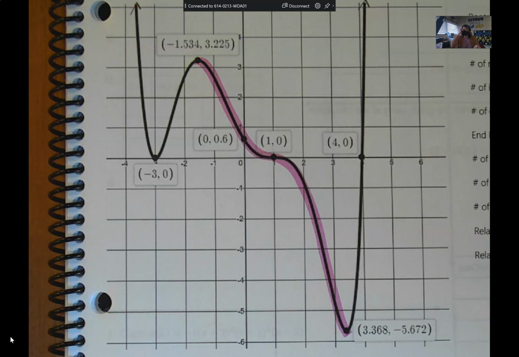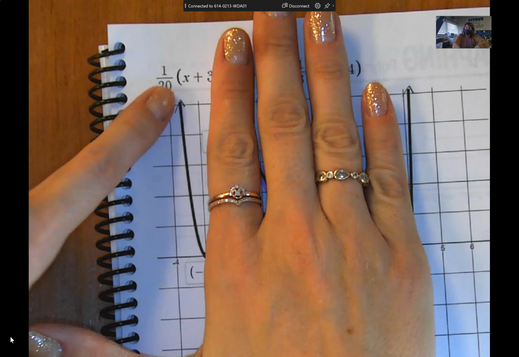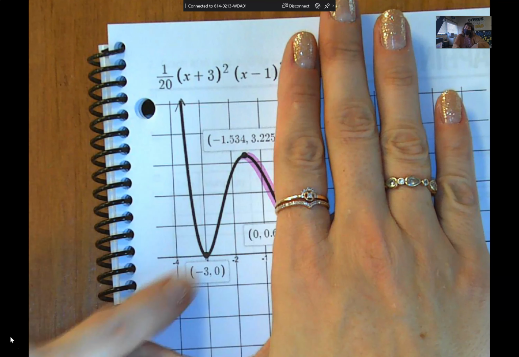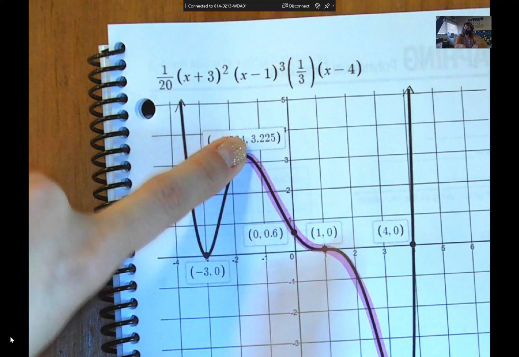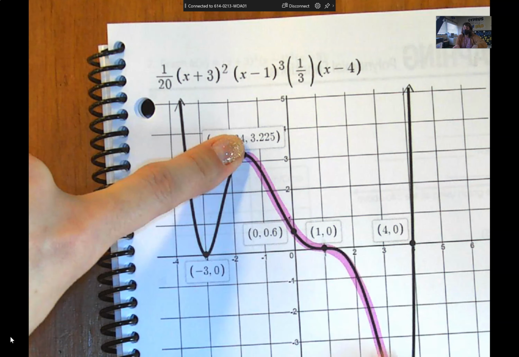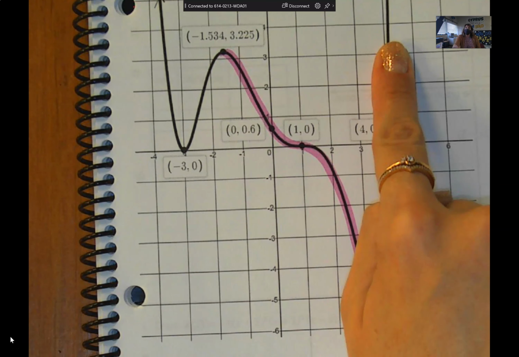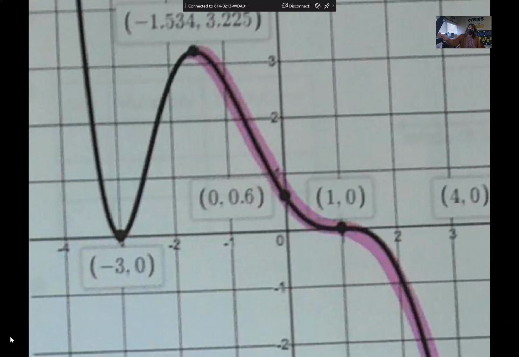Okay. So notice on all of the other ones, the intervals are broken up. Like it decreases, stops, and then turns around. Increases, turns around. So decreases that entire time and then turns around. Does that help a little bit?